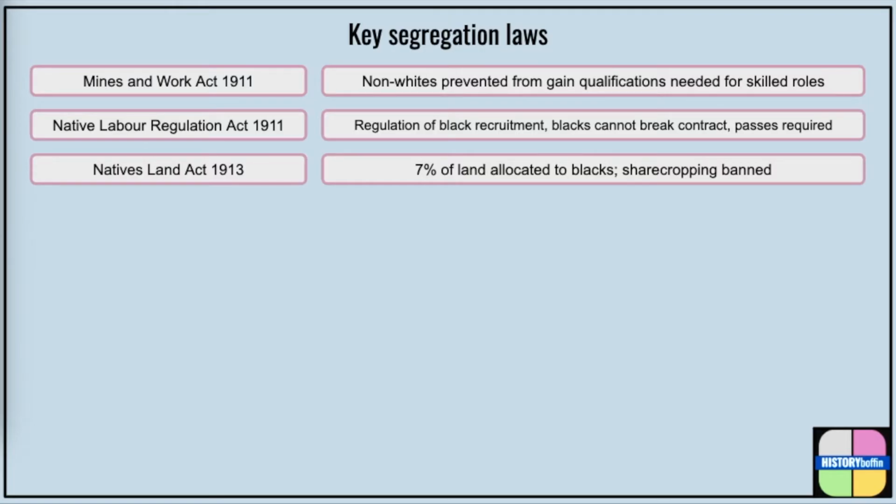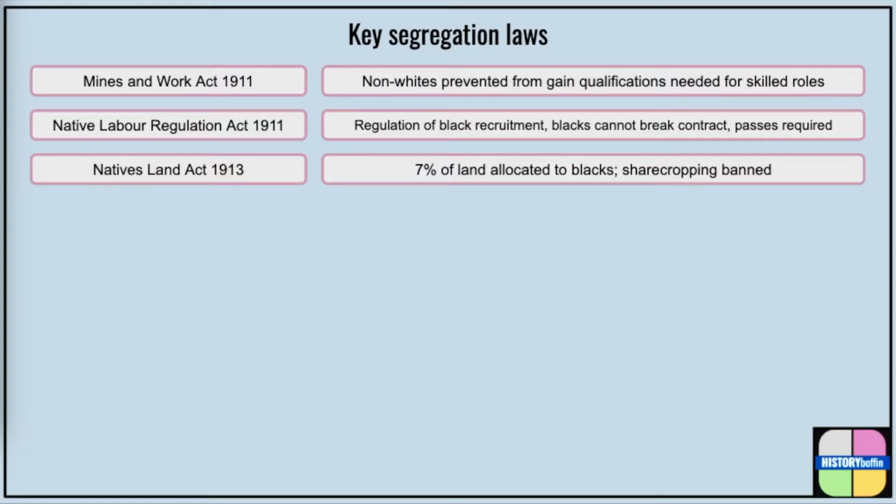It did stipulate that the land allocated to blacks should increase, but persistent pressure from whites meant that expansion was slow, and by 1939, the reserves constituted just 12% of the total land in the country.